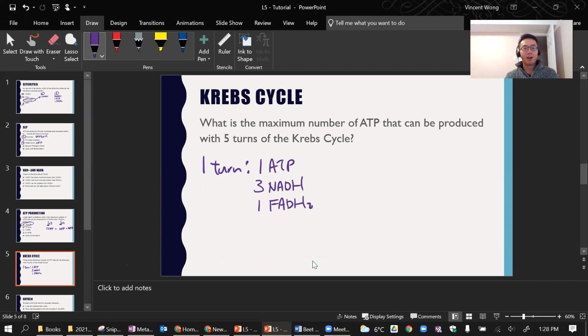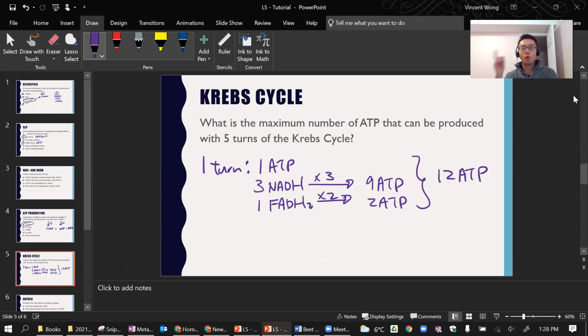All right. Now, what's gonna happen then? This stuff is gonna go on to the ETC, right? And then it's gonna create ATP. So I'm gonna multiply by 3 because each NADH can produce 3 ATP. So 3 times 3 is 9 ATP. This also will go on to the ETC, but it only has enough energy to produce 2 ATP. So that's going to be 2 ATP. If you add all these up together, that is 12 ATP altogether for one turn.